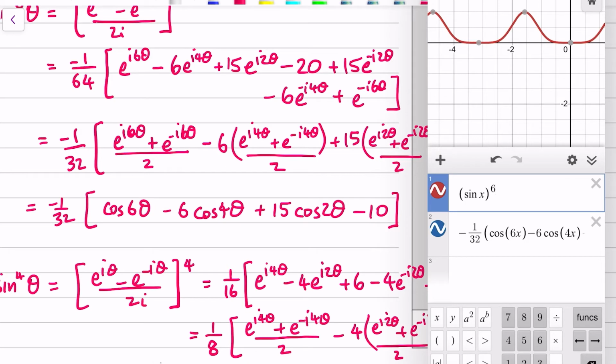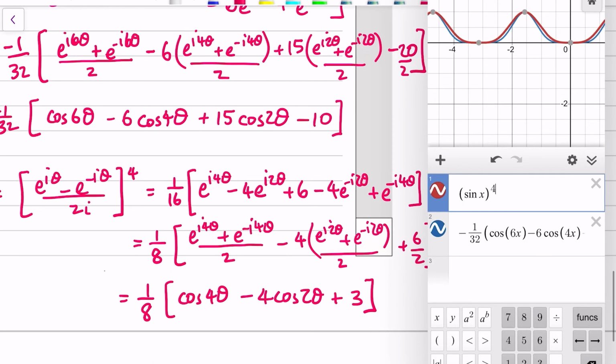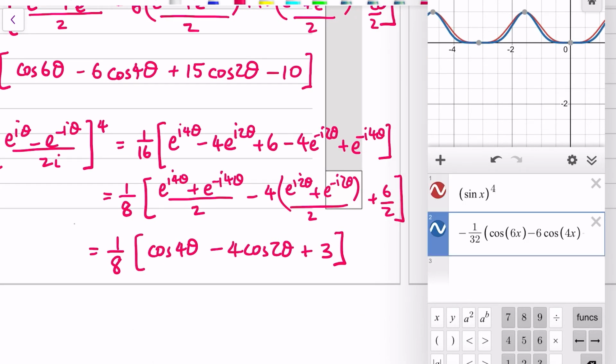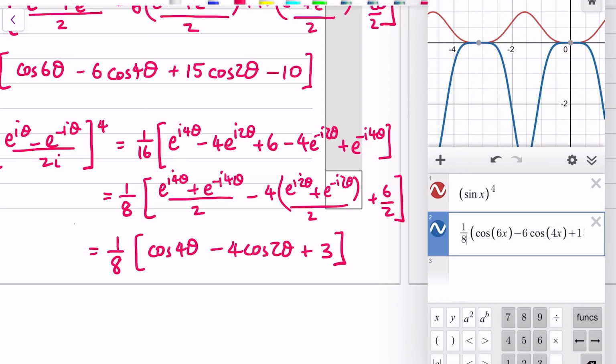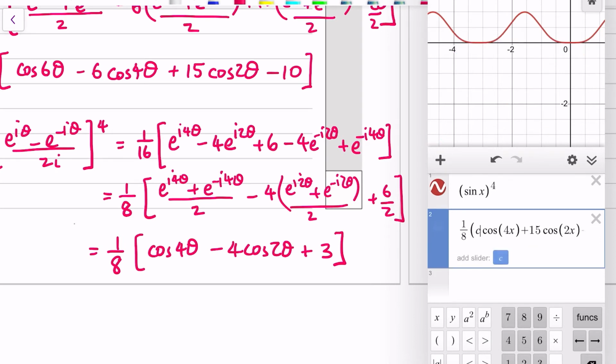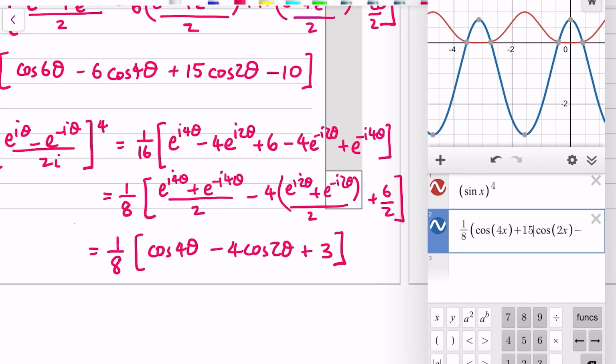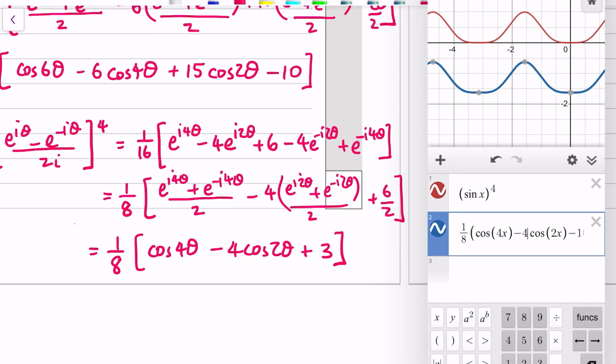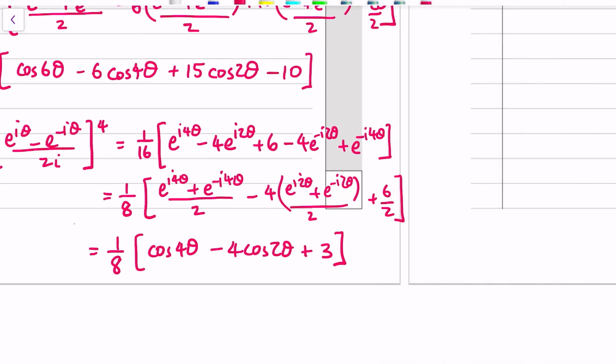So we get rid of that. Sine to the 4, coefficient 1/8. Cos to the 4, minus 4, cos 2x plus 3. Perfect. Okay, so my identities there match, which means I can then go ahead with the integration.